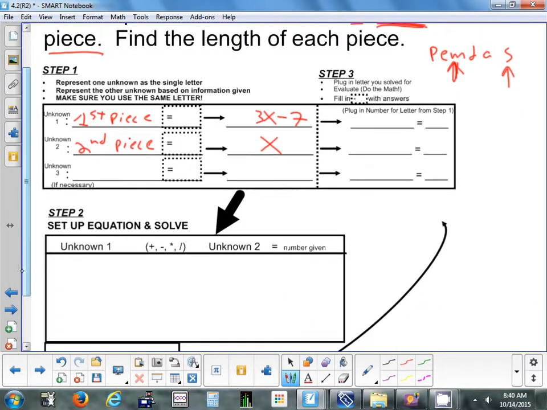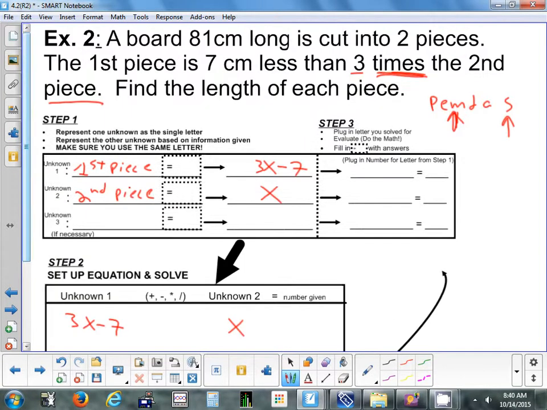All right, now we're going to write down our 2 expressions. Expression 1 is 3x minus 7. Expression 2 is x. And now we have to decide how they're going to be combined. Let's read that last sentence. Actually, no, go back to the first sentence. A board 81 centimeters long. Okay, so it's like you took the board and you cut it into two pieces. How would you get the total length of the board again?